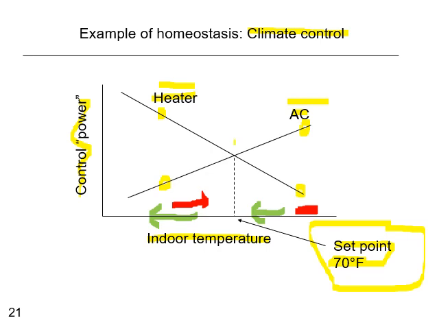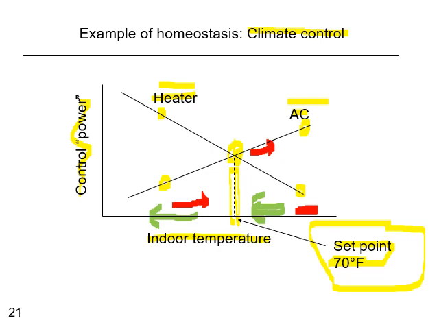At the set point, the power to the two antagonistic control systems is equivalent. And so the heater and the air conditioner are receiving equivalent power when we are at the preferred set point temperature. Deviation of the temperature above the set point triggers an effect that brings the temperature back down.